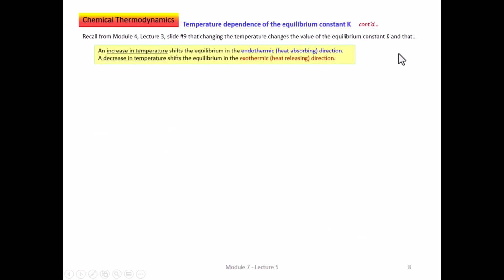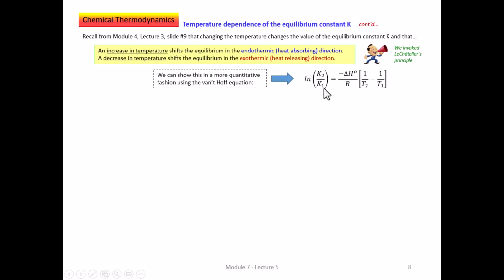Let's recall for a second from a previous module that we said that an increase in temperature shifts an equilibrium in the endothermic or heat absorbing direction, and a decrease in temperature shifts the equilibrium in the exothermic or heat releasing direction. We came to this conclusion basically by invoking Le Châtelier's principle. We can show this in a little more quantitative fashion using the Van't Hoff equation, which I've reproduced here.